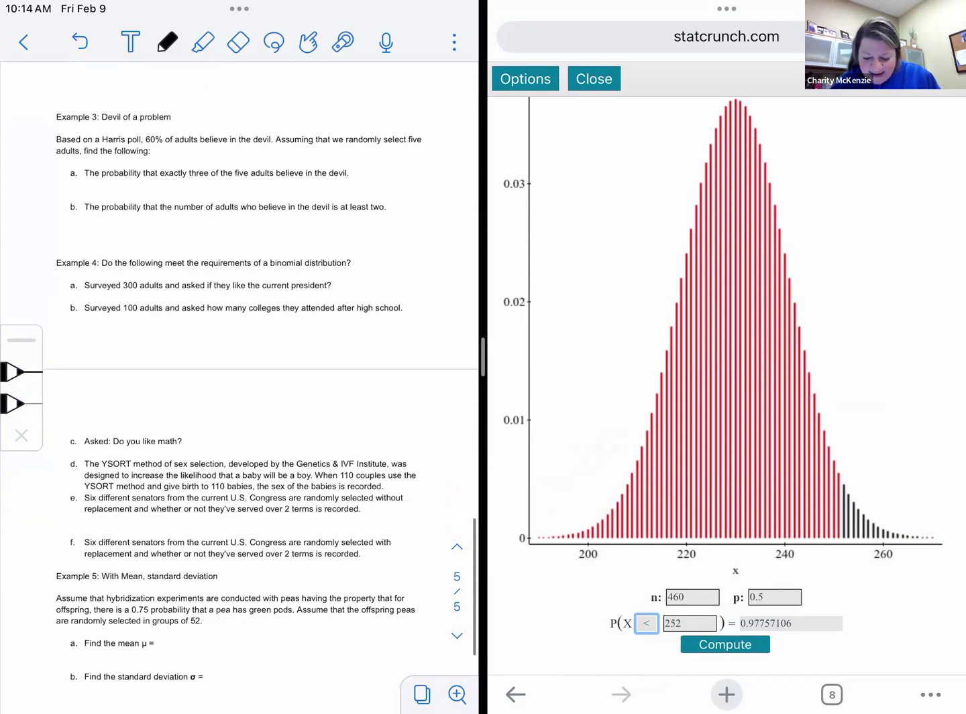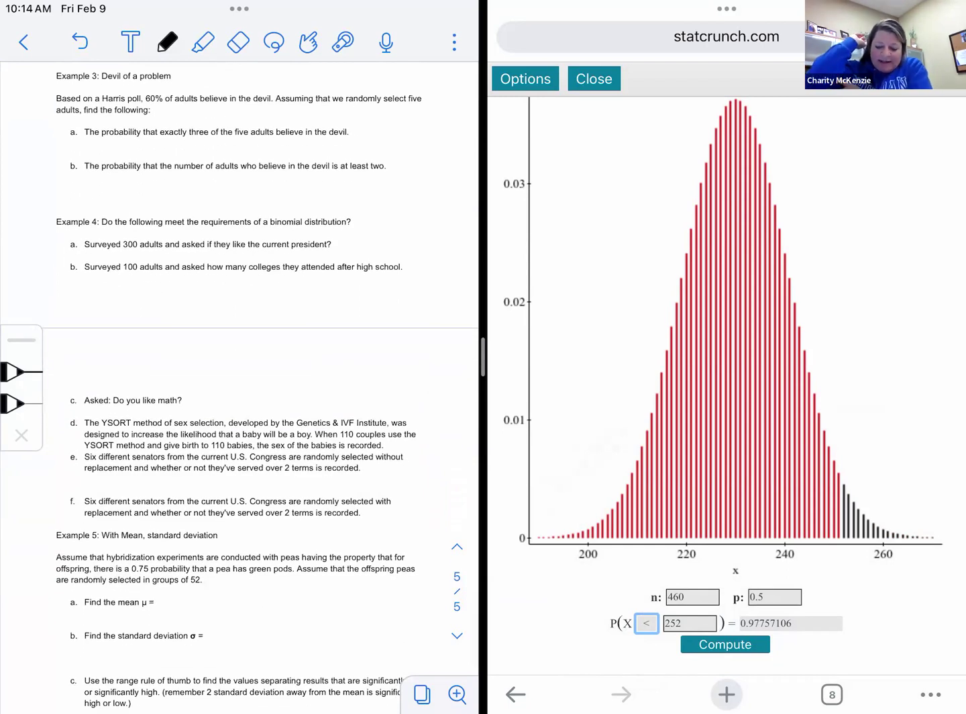All right, let's look at the devil. Based on this poll, 60% of adults believe in the devil. Assuming that we randomly select 5 adults, find the following probability: the probability that exactly 3 of the 5 adults believe in the devil.